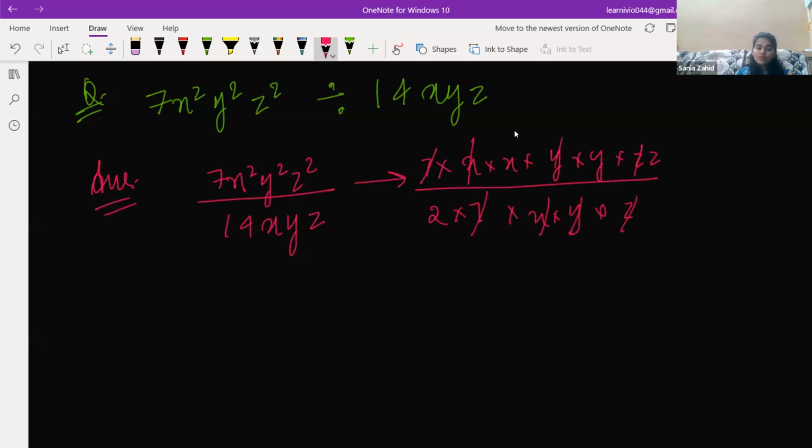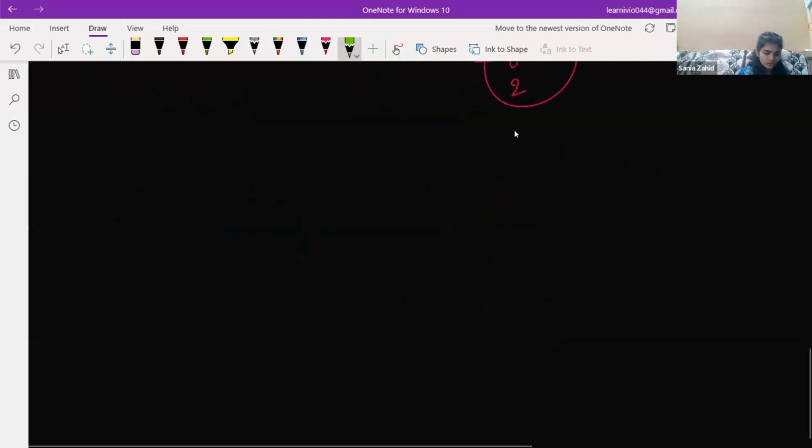So my answer comes out to be, in the numerator I am left with x, y, z, and in the denominator I have just 2. So this will be my answer. Right. So now you can just practice the following questions. Do this question, both of you.